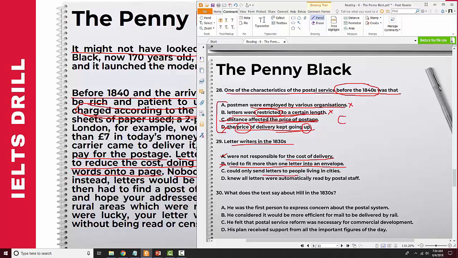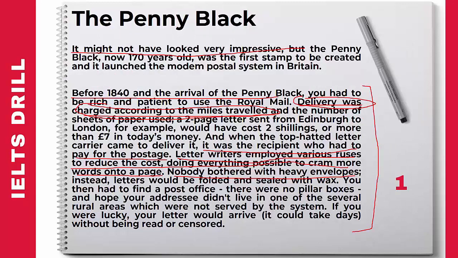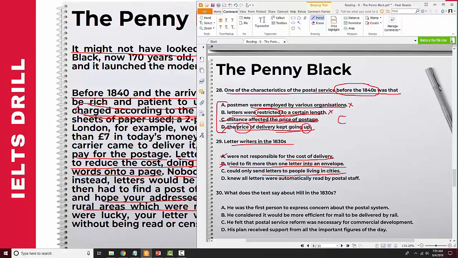Could only send letters to people living in cities. No, it doesn't say that. It talks about cities and rural areas. Where does it talk about that? Right. So it says, and hope your addressee didn't live in one of the several rural areas that were not served. But there were some rural areas that were served. It doesn't say anything explicitly that it was only for cities. No rural areas served. It doesn't say that. So this is not correct.